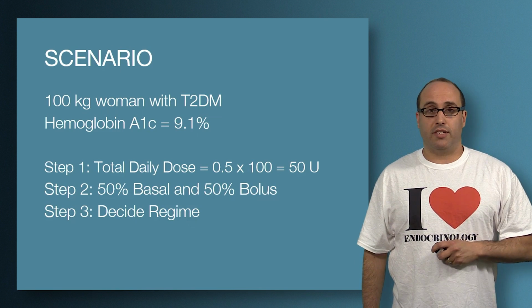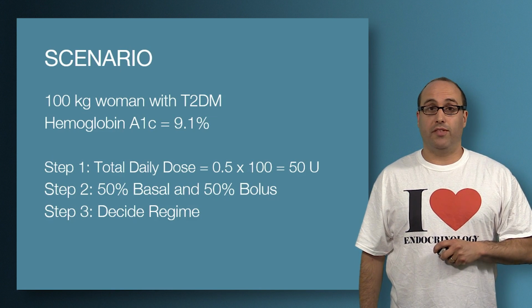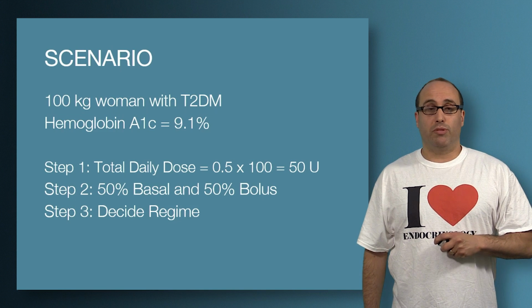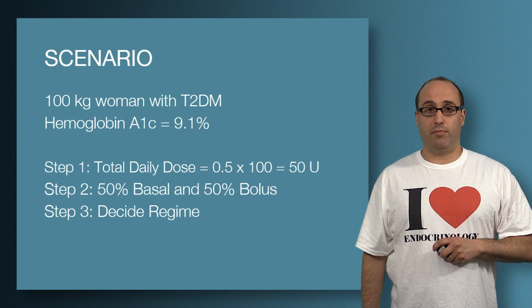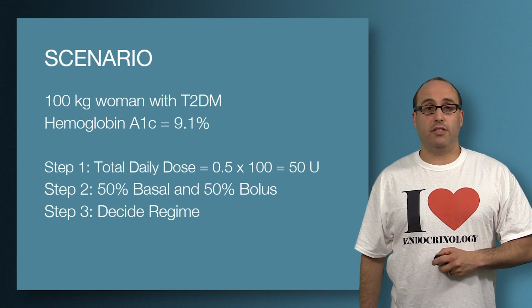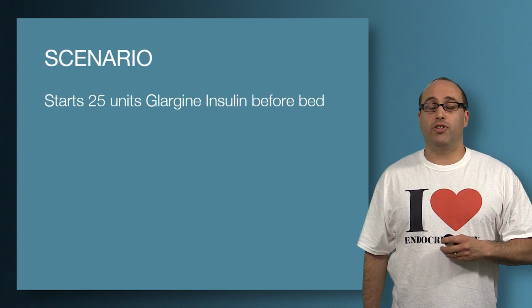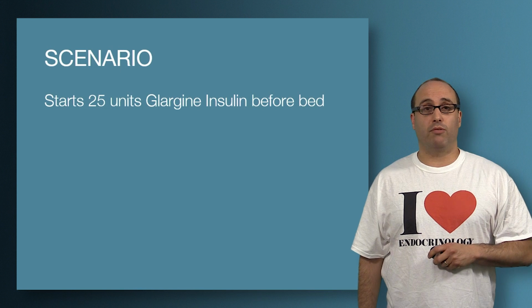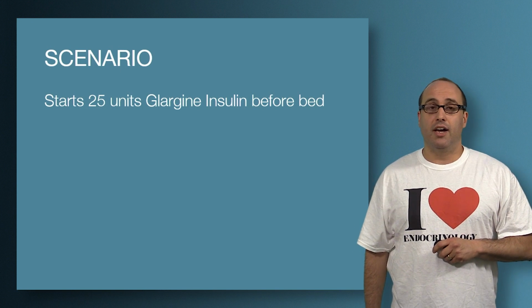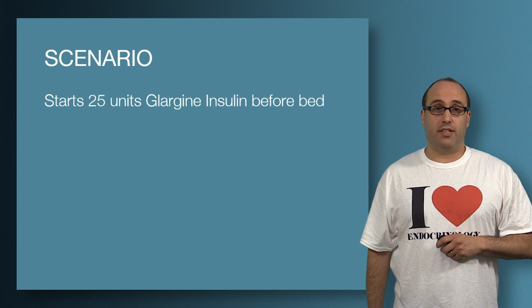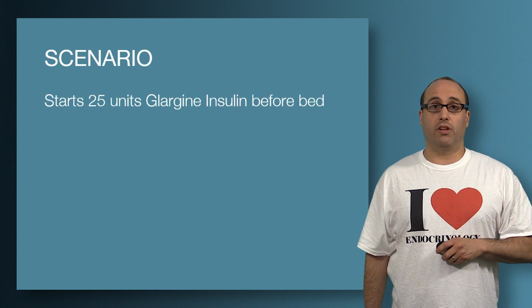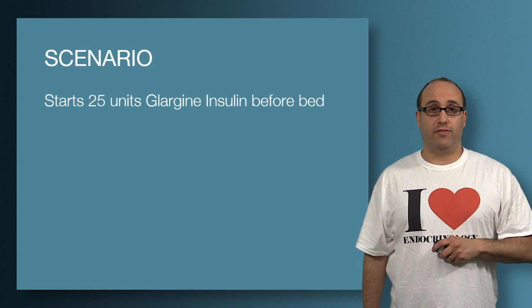So the first step is to estimate the total daily dose, in this case 50 units. Then to proportion 50% basal and 50% bolus, and finally to decide upon the best regimen for the patient in front of you. Now she is only willing to take 1 injection of insulin per day, and so we will administer this as a basal dose of glargine before bed, 25 units.